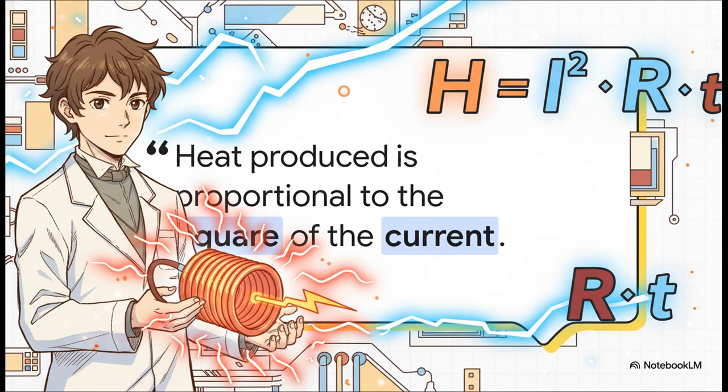Joule's law of heating gives us the formula H equals I squared times R times T. He proved that the heat produced is directly proportional to the square of the current, the resistance, and the time the current flows. That's exactly why a high-resistance alloy, left on for a while, pumps out so much targeted heat.